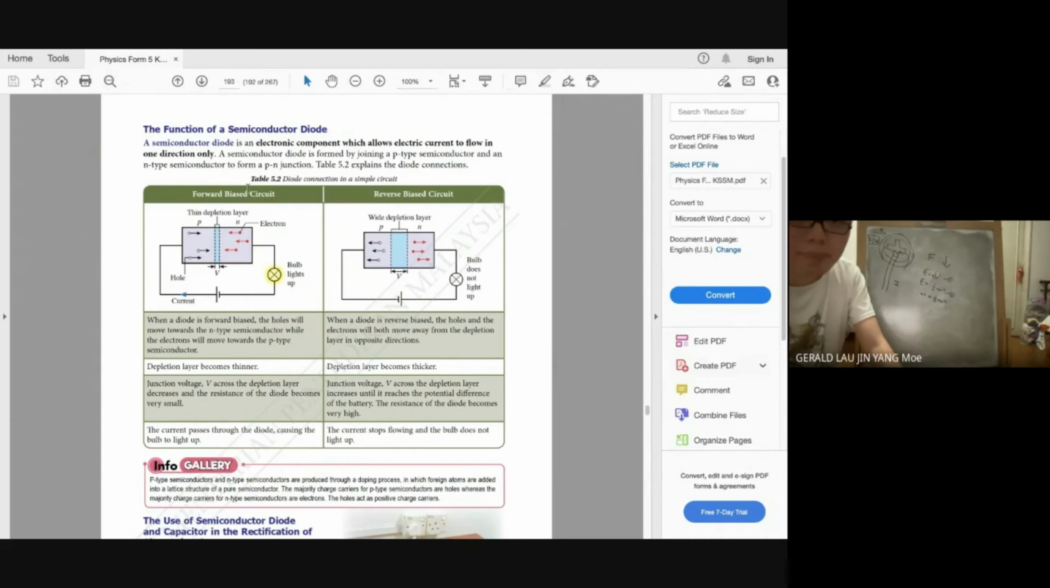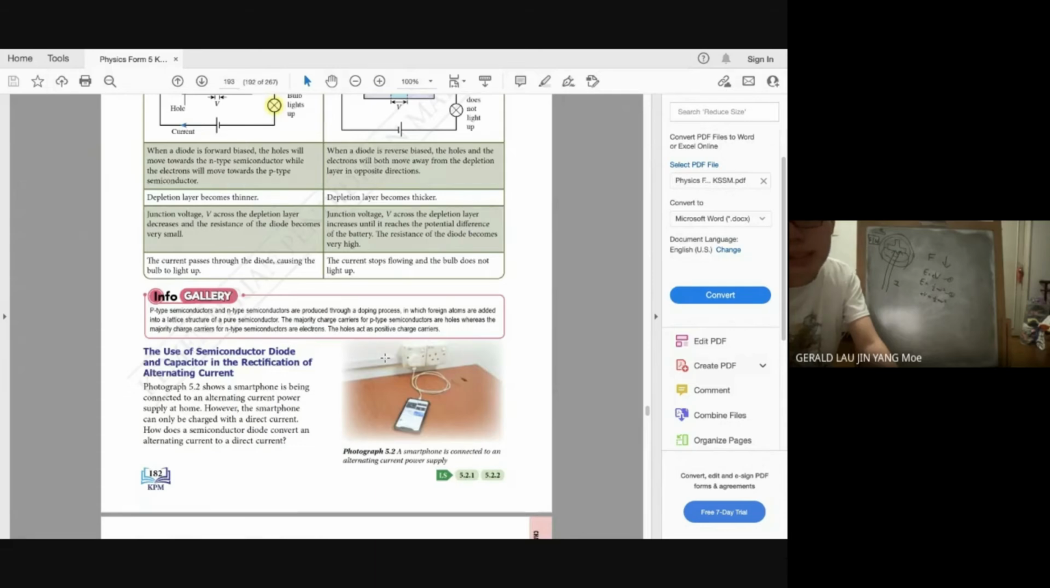So the bulb will light up. But if it's reverse bias, what does reverse bias mean? It means the positive here becomes negative, negative and positive like this. So there is no current. Why? Because holes and electrons will move away from the depletion layer in opposite directions. So the depletion layer becomes bigger, thicker. Junction voltage increases, resistance increases. So there will be no current.